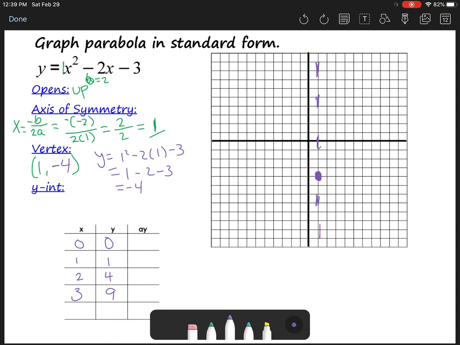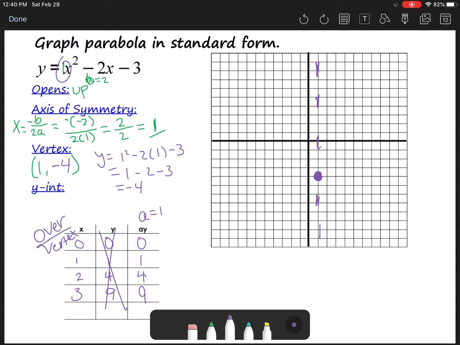The part that will change is this ay column. So for this particular problem, we said that the a value is equal to 1. Well, 1 times 0 is 0, 1, 4, and 9. So notice that for that particular one, our a didn't actually change. But we're going to use this by starting at the vertex. So start at the vertex. Our vertex would be right here, 0, 0. So we're not going to move from the vertex.